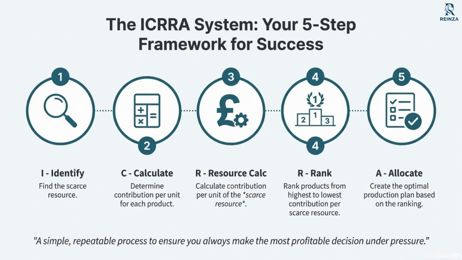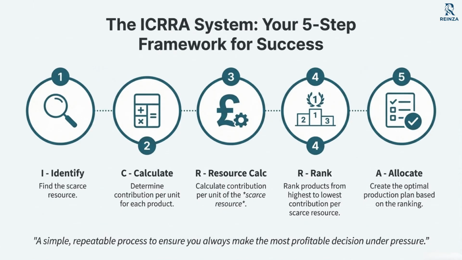Step 3 is R for resource calculation. Calculate the contribution per unit of the scarce resource for each product. This is your contribution per unit divided by how much of the scarce resource each unit consumes. Step 4 is R for rank. Rank your products from highest to lowest based on their contribution per unit of scarce resource. The product with the highest rate gets first priority. The second highest gets second priority, and so on.